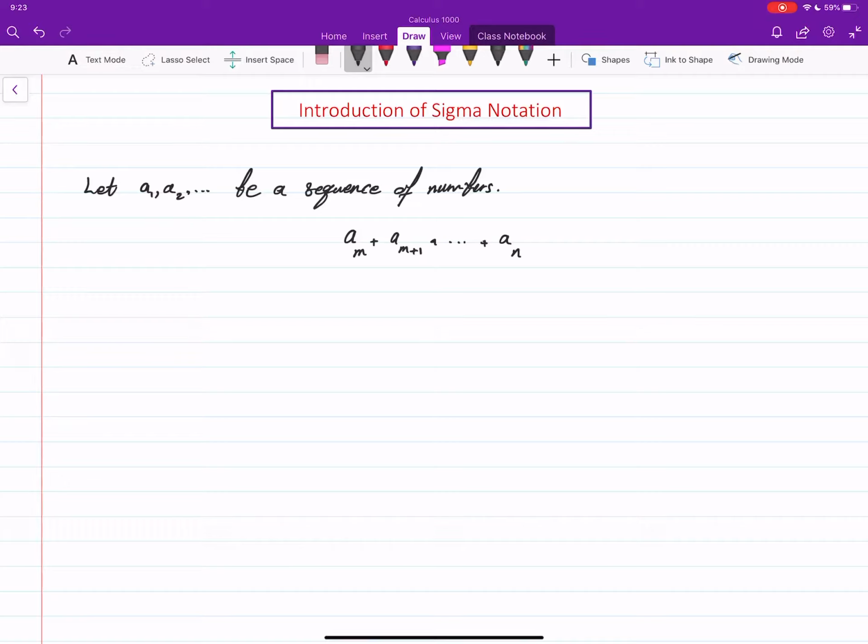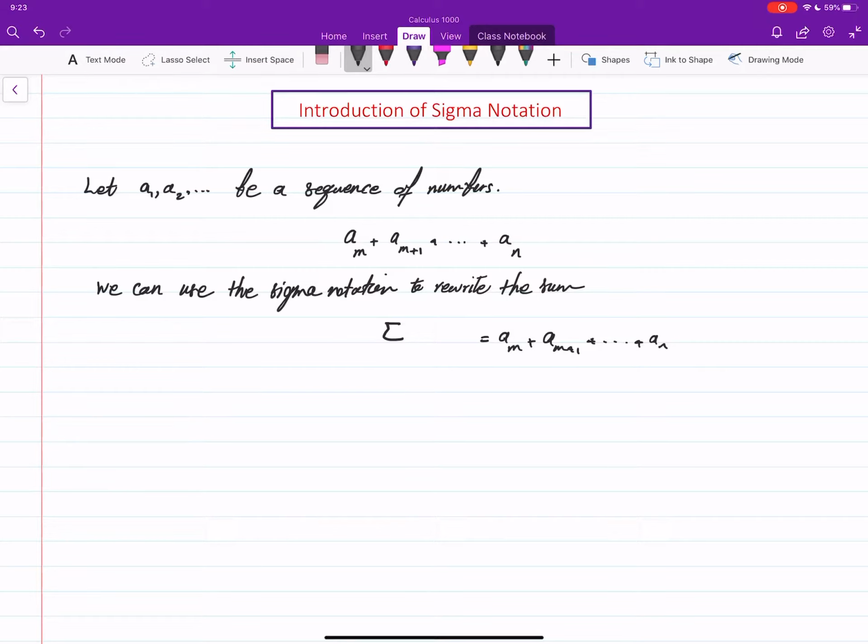This summation we can use the sigma notation to rewrite. So this is what we have: a_m plus a_(m+1) up to a_n. Instead of writing add, we write this notation. This is sigma. And we say that i goes from m up to n.